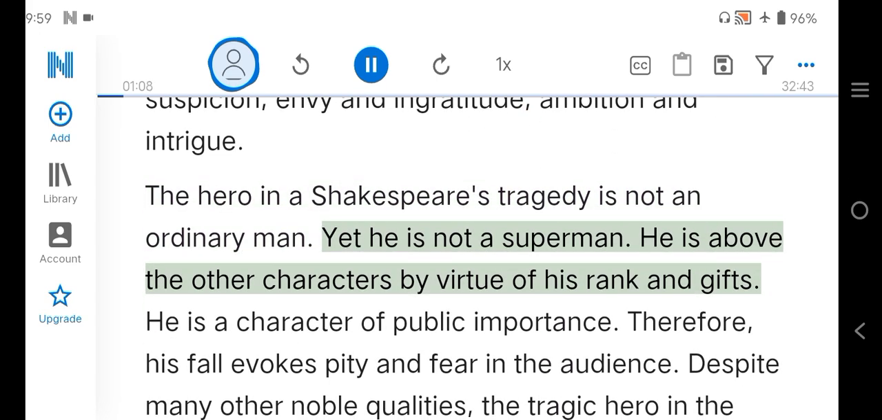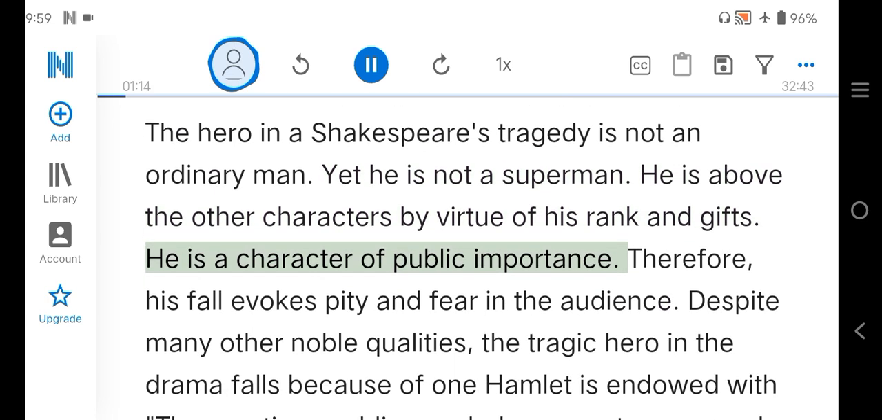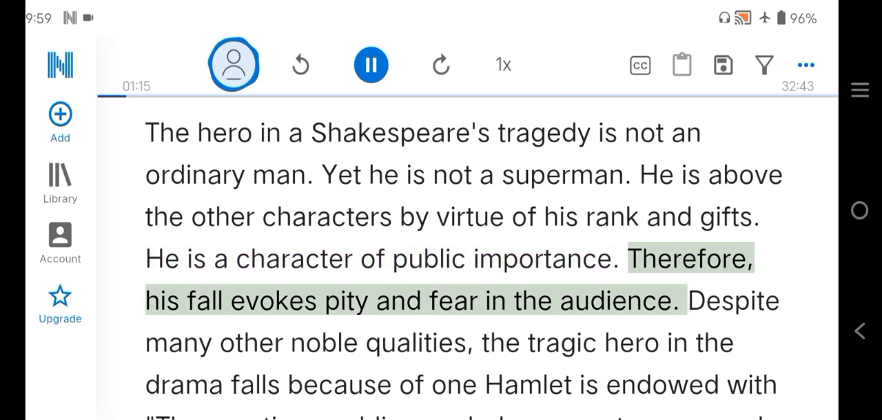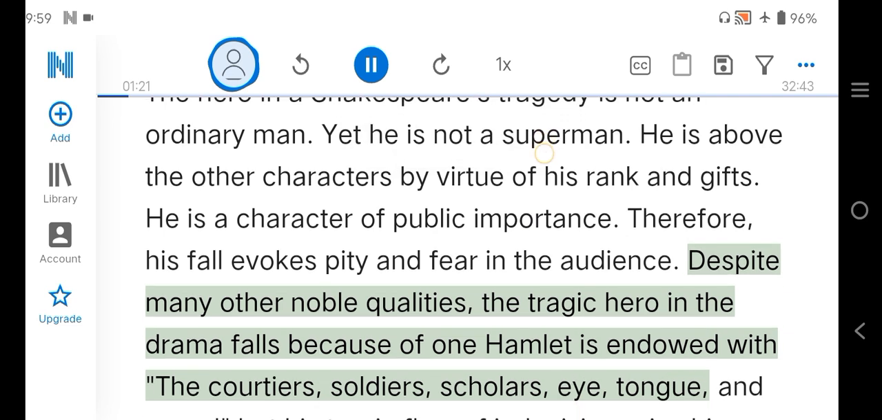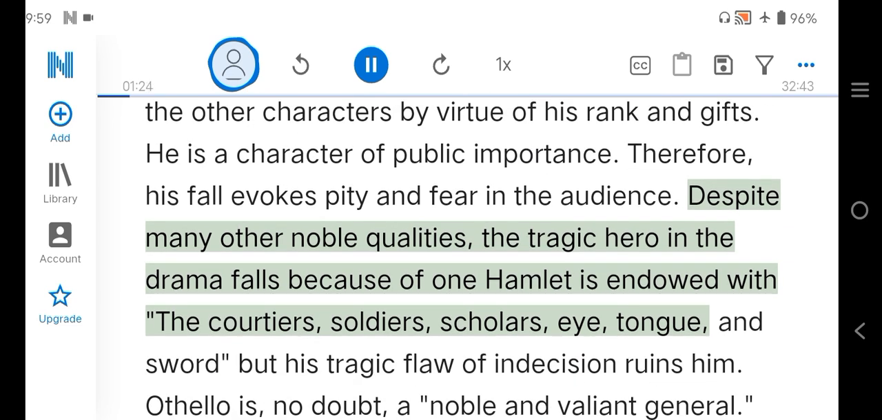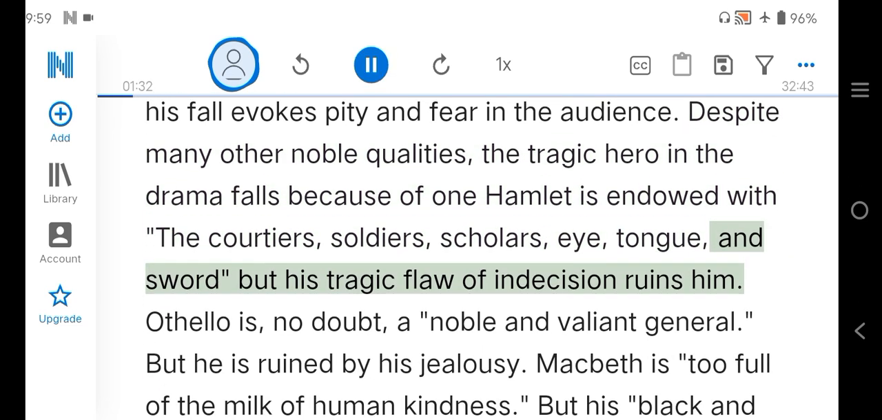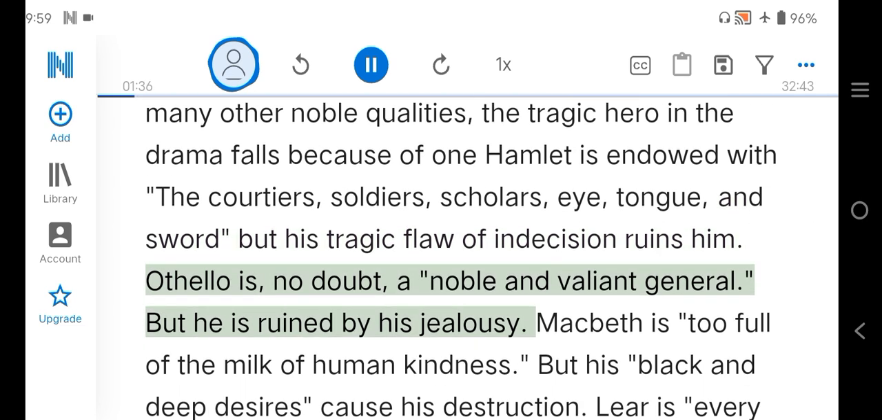The hero in a Shakespeare's tragedy is not an ordinary man. Yet he is not a superman. He is above the other characters by virtue of his rank and gifts. He is a character of public importance. Therefore, his fall evokes pity and fear in the audience. Despite many other noble qualities, the tragic hero in the drama falls because of one flaw. Hamlet is endowed with the courtier's, soldier's, scholar's eye, tongue, and sword, but his tragic flaw of indecision ruins him.